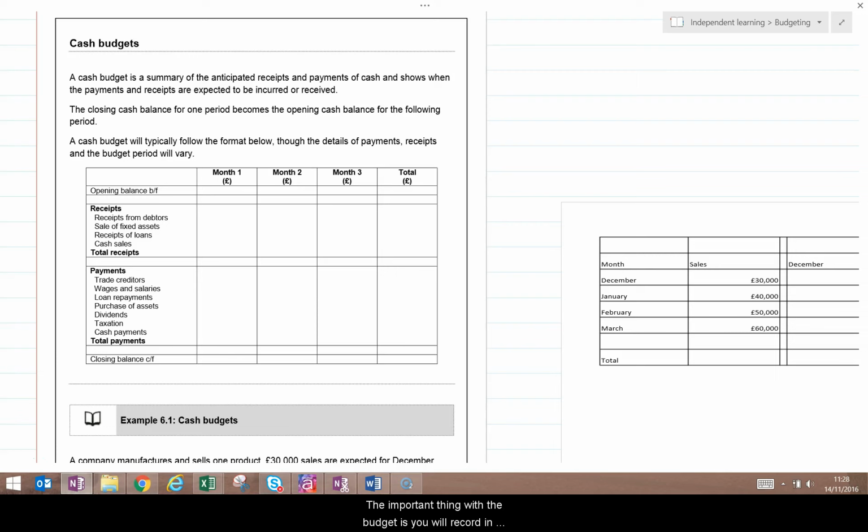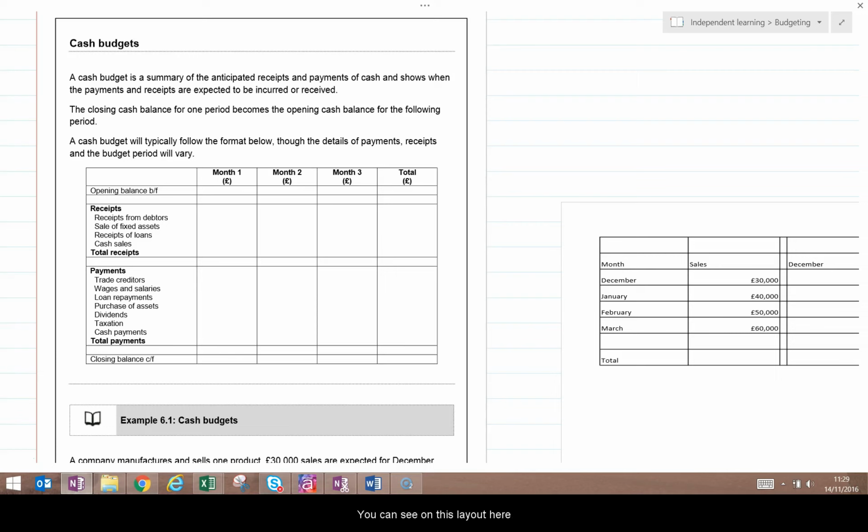Now, the important thing with the budget is that you will record in the month of receipt of the cash or in the month of payment of the cash. So it's not when the actual transaction took place. So you're not recording, for example, when a sale took place or when a purchase took place. You are recording when you receive the money from the sale and when you make the payment for the purchase.